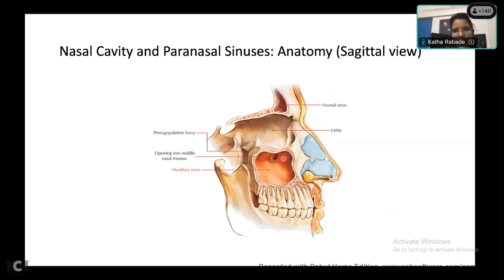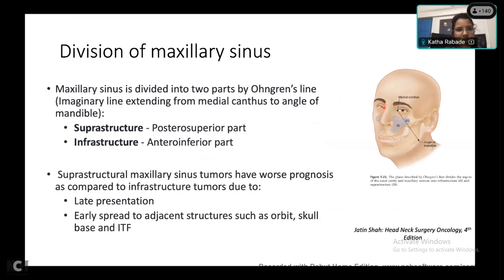So the maxillary sinus is divided into two parts, the suprastructural part and the infrastructural part. The division is made by an imaginary Ohngren's line, which extends from the medial canthus of the eye up to the angle of mandible. So the tumors which are on the inferior aspect of this line are treated by infrastructural maxillectomy. The tumors which are located and limited to the superior, posterior-superior aspect are treated by a suprastructural maxillectomy.